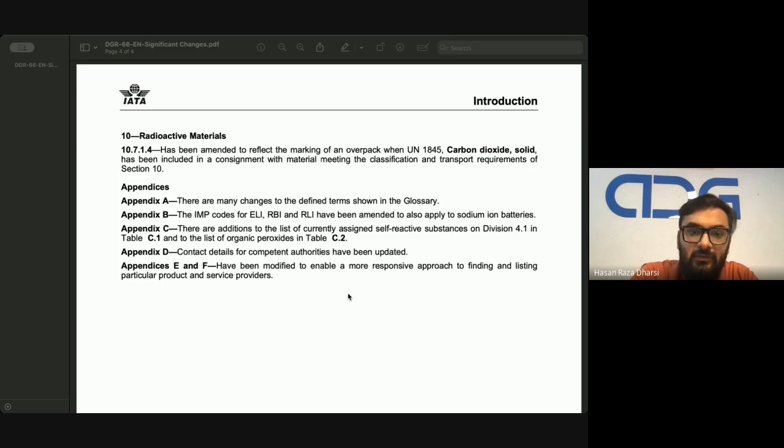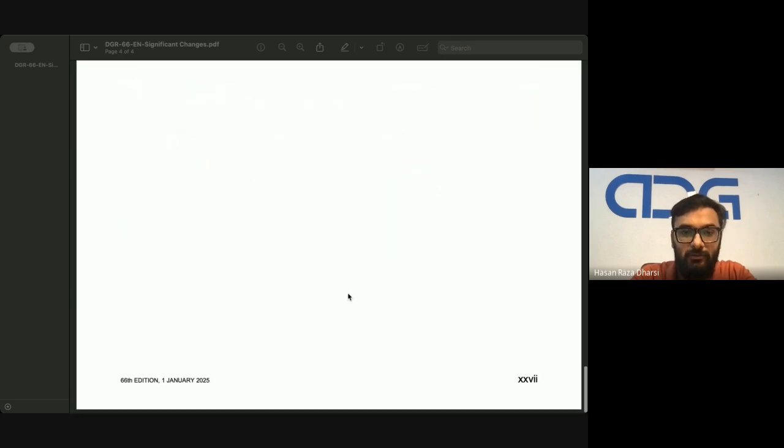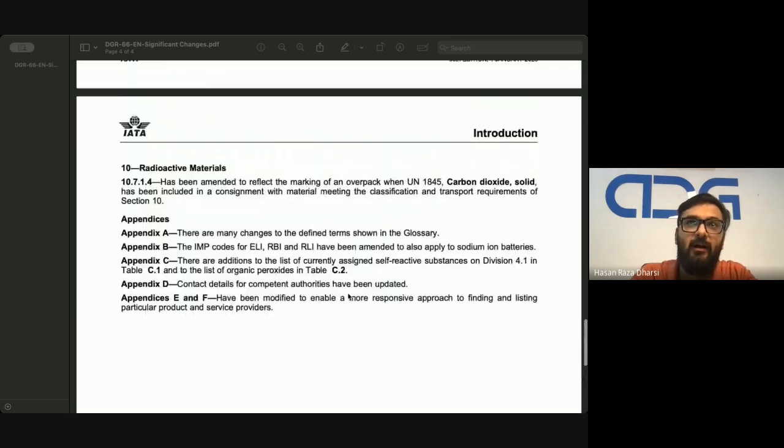Appendix C, there are additions to the list of currently assigned self-reactive substances of division 4.1 in table C1 and the list of organic peroxides in table C2. Appendix D, the contact details of the competent authority have been updated. Appendix E has been modified to enable a more responsive approach to finding and listing particular products and service providers. So I think that's the end.